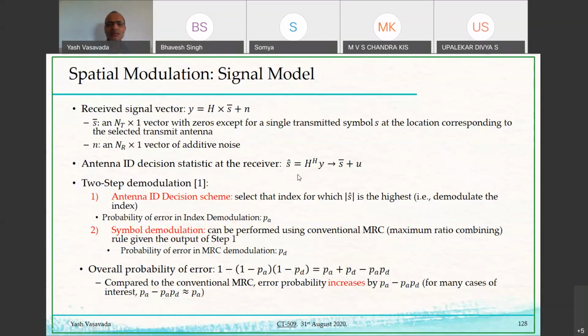This is actually known as the matched filter detector, where I just multiply y with Hermitian transpose of h. Again, assuming orthonormal columns of h, I get s bar plus u. And now I can't take the real component of s hat, because s bar will have both real and imaginary elements. So typically I will need to take the magnitude squared of s hat. With NT different antennas, what will be the size of this s hat?